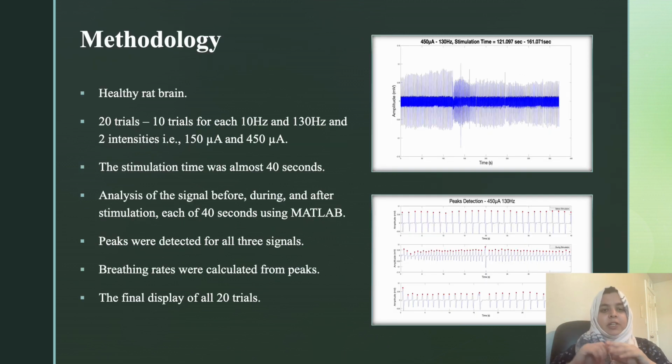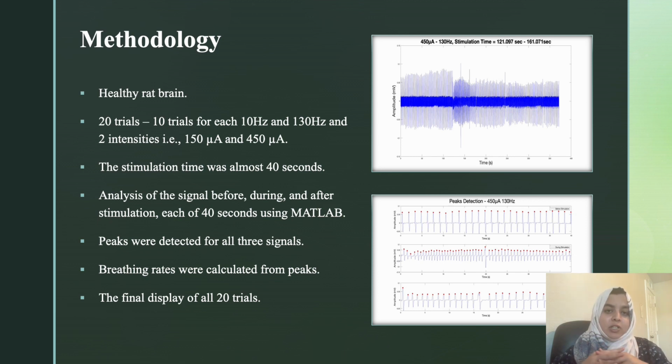So in this project, I was basically interested in applying DBS on the healthy rat's brain, especially targeting the subthalamic nucleus of the brain. And for that, I did 20 trials. I dedicated each 10 trials to each frequency, that was 10 hertz and 130 hertz, and these frequencies lie in the spectrum of lower and higher frequency ranges that are being used for DBS stimulation in Parkinson's disease. And I used two intensities, 150 microampere and 50 microampere, for each frequency.